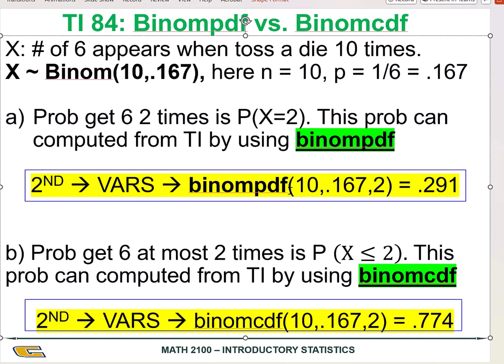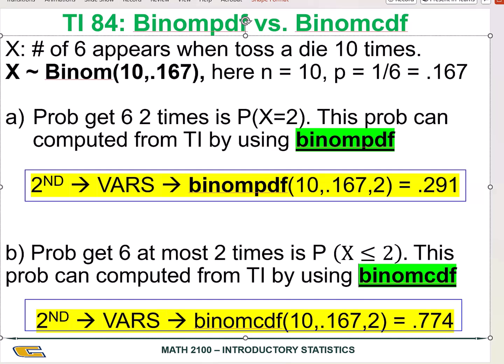And then other times you just do binomialPDF(10, 0.167, 0) plus binomialPDF(10, 0.167, 1) plus binomialPDF(10, 0.167, 2), and you get the answer, right? But the good thing here is that the TI has another function we call binomialCDF, which means binomial cumulative distribution function. So this function will help you calculate all the probability up to this point. So in this case, if you do binomialCDF(10, 0.167, 2), it will give you everything up to 2.